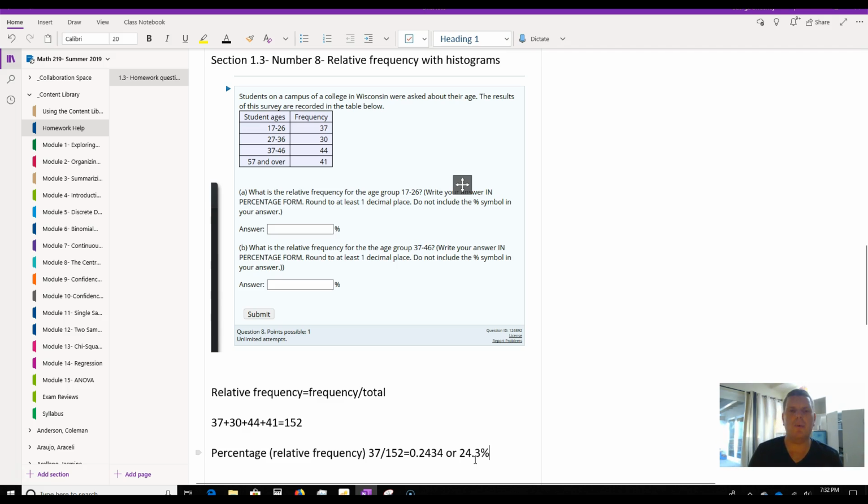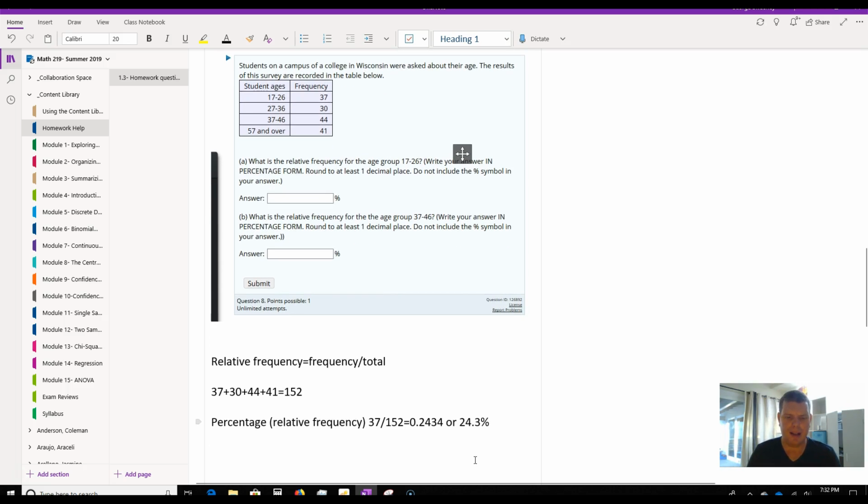And then the second question is, what is the relative frequency for the age group 37 to 46? Again, it's going to ask you to write it in percentage form. So 37 to 46 is now going to be 44 divided by, again, our total, 152, and that equals 0.2895. Okay, now this is just a little bit trickier, because we're going to have 28 point something, so this is going to be 28.95%.